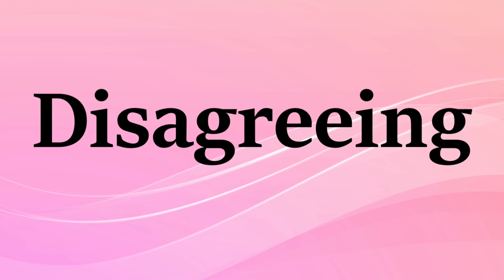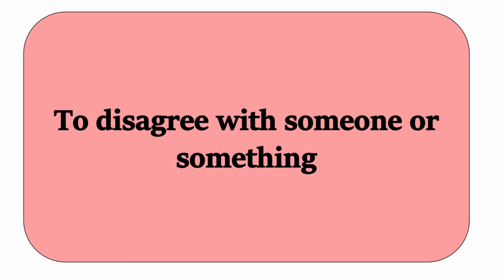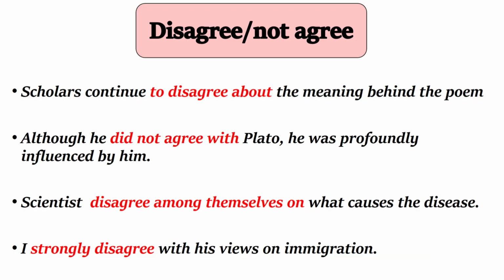Next part is about disagreeing, related nouns and verbs. First part is about verbs meaning to disagree with someone or with an opinion. 1. Disagree. It is a transitive verb. Scholars continue to disagree about the meaning behind the poem. Although he did not agree with Plato, he was profoundly influenced by him.